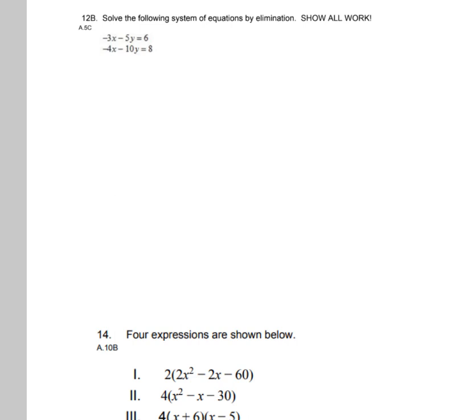So what I have here is negative 3x minus 5y is equal to 6, and I'm going to multiply the whole equation by 2, because I can't just multiply this alone. I have to multiply the whole thing by 2 in order for it to stay a valid equation, right? So now I have to distribute this 2. I'm literally going to multiply it times every term in there. So 2 times negative 3x is negative 6x, 2 times negative 5y is going to be negative 10y, and 2 times 6 is equal to 12. Then this is negative 4x minus 10y is equal to 8.